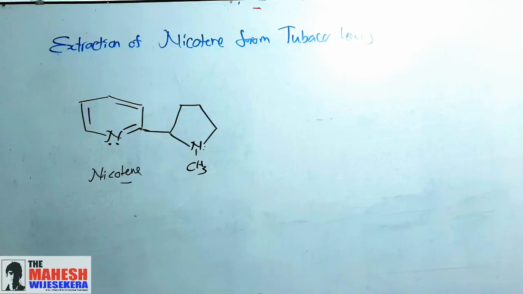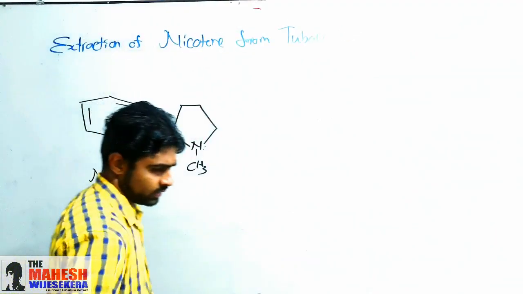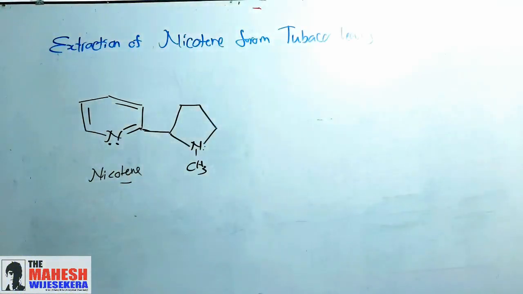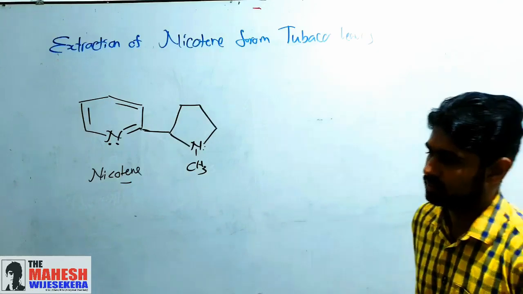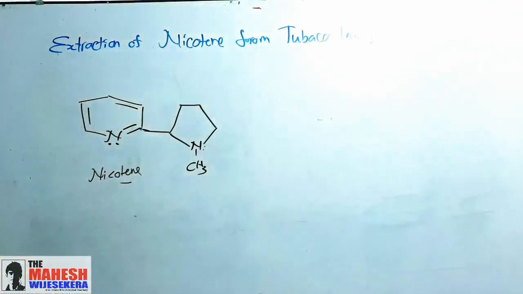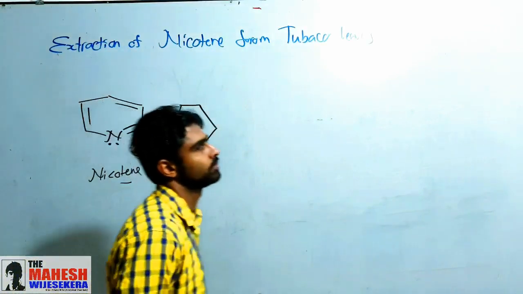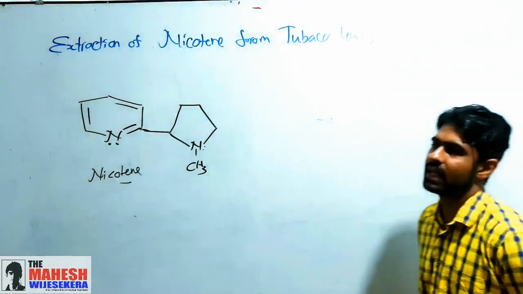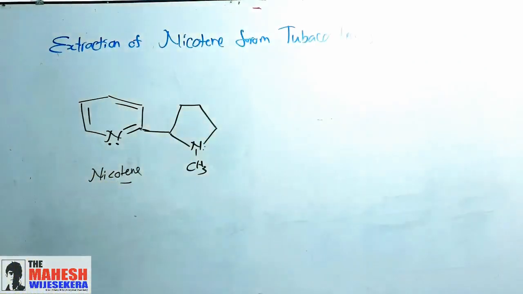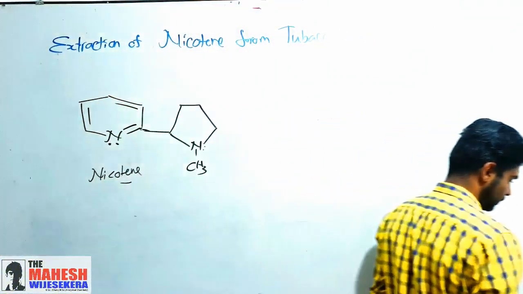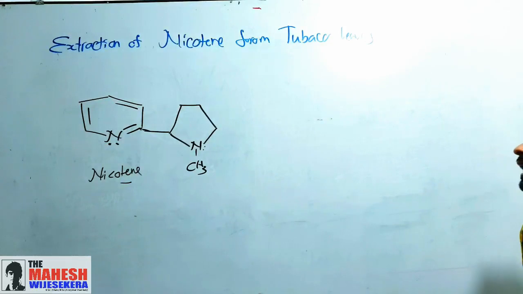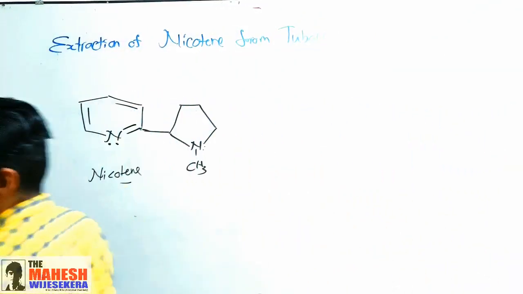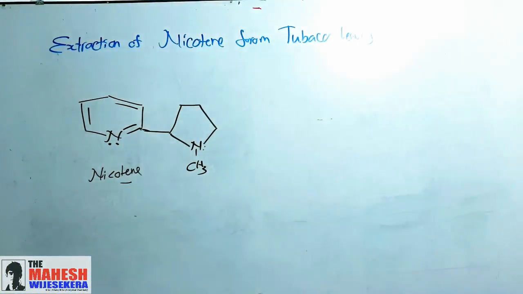Right. Next point. Filter off the solid matter and separate the aqueous layer, which contains the soluble salt of nicotine.